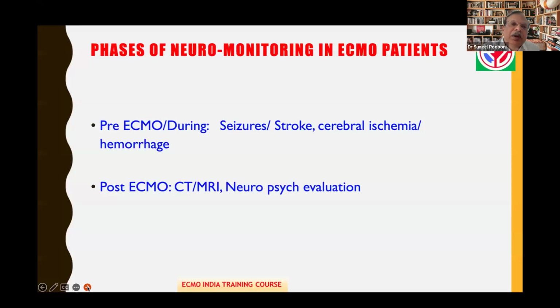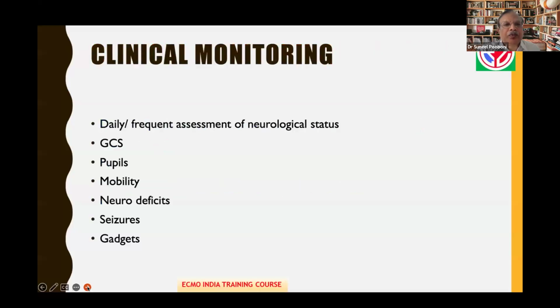But it may not be possible in all cases, as these patients tend to be extremely sick at that point and may not tolerate a visit to the CT scanner. Post ECMO, yes, certainly we can follow them with CT scans, MRI scans, and neuropsychological evaluation. Please remember, during ECMO, no one will do MRI because the cannulae are not compatible with MRI, neither is the console. So don't think of MRI while the patient is on ECMO.